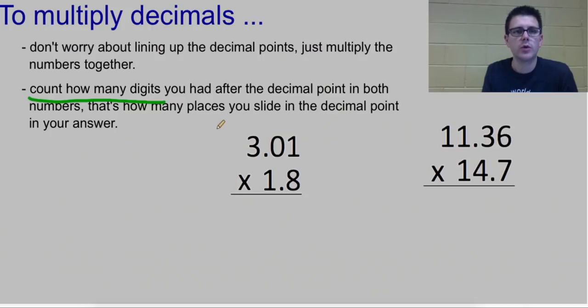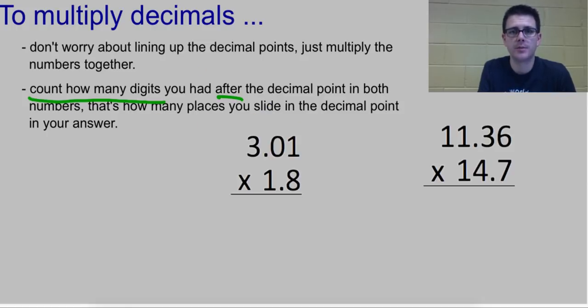So here's our rules that we want to copy down for multiplying decimals. First, don't worry about lining up the decimal point. You're just going to go ahead and multiply your numbers. Then go back and count how many digits you had after the decimal point in both numbers. That's how many places you slide the decimal point in your answer.